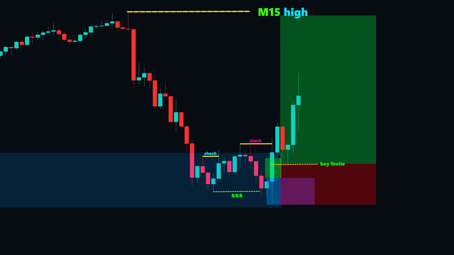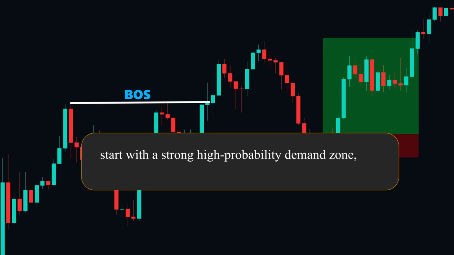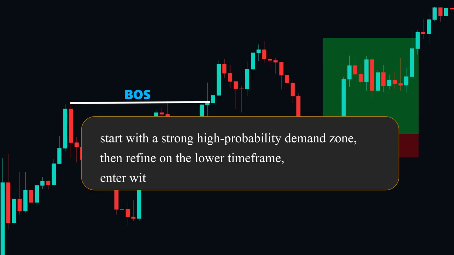When we run it forward, price reacts perfectly, moves higher on M5, and eventually hits our M15 target. This is how we should trade. Start with a strong high probability demand zone, then refine on the lower time frame. Enter with a small stop loss, and manage risk properly. Follow this entry model and you'll have much cleaner setups.